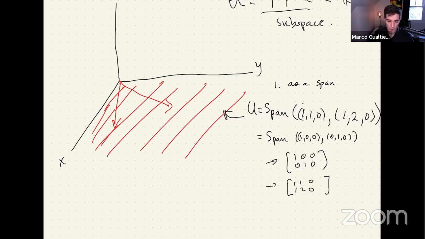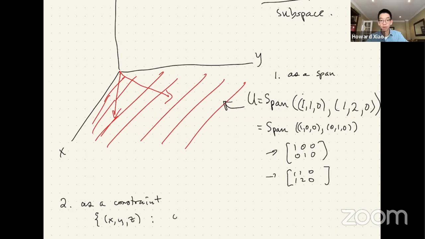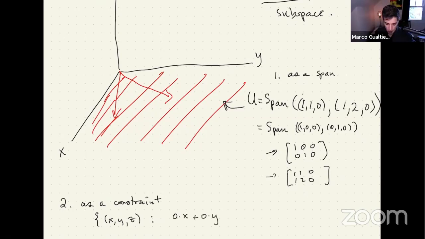Now there's a second way, as a constraint. You could look at the set of points such that they satisfy a constraint. So what is the constraint that all of the red points satisfy? Z equals 0. So I take 0 times x plus 0 times y plus 1 times z is equal to 0. So from this point of view, the data that I gave was this data. But it's a different point of view.